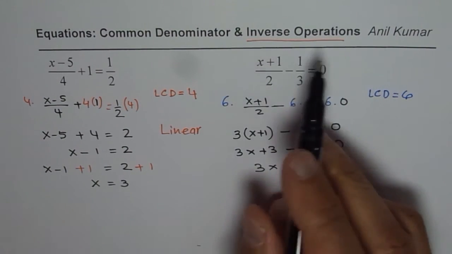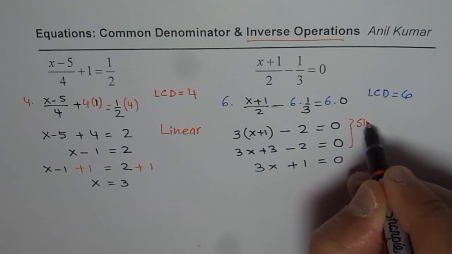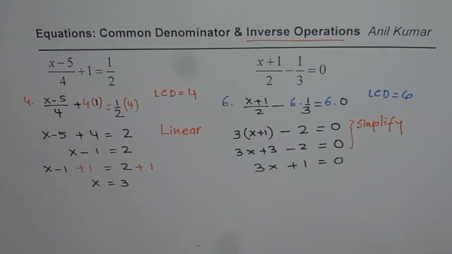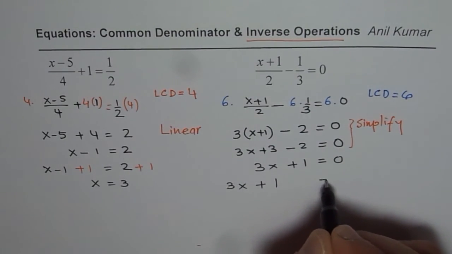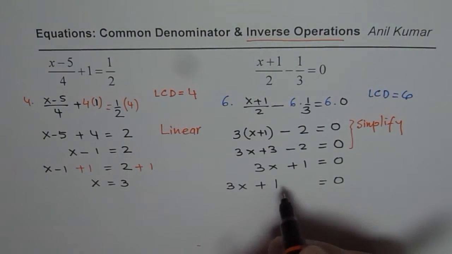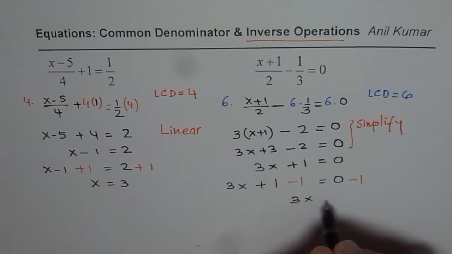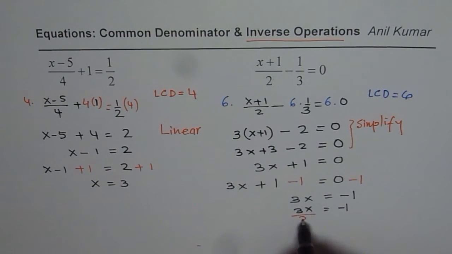Now we can do the inverse of the operations. So here we simplified the equation and then perform the inverse operation, which in our case will be taking away 1 from both sides. So we are left with 3x = -1. To find the value of x, we divide by 3 on both sides. That gives us the solution x = -1/3.